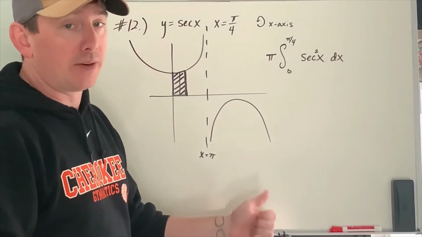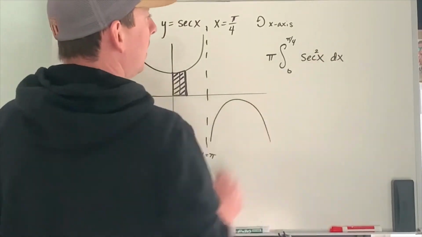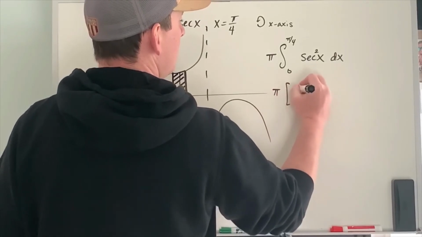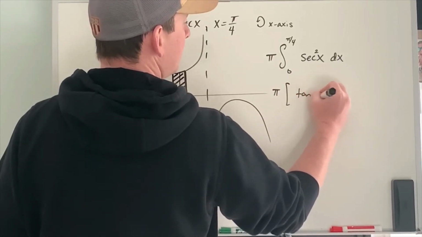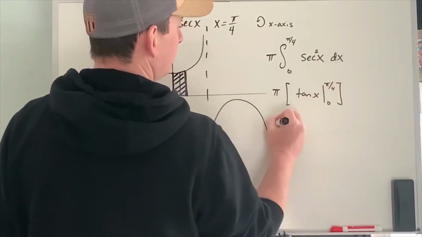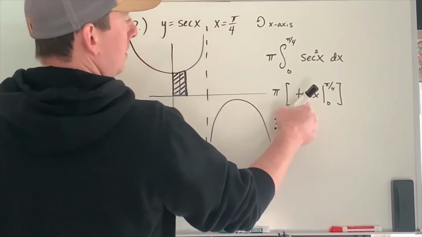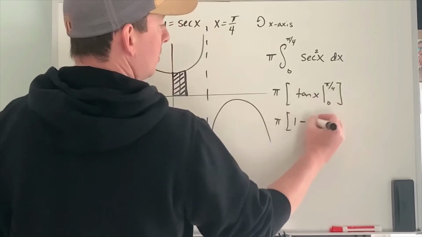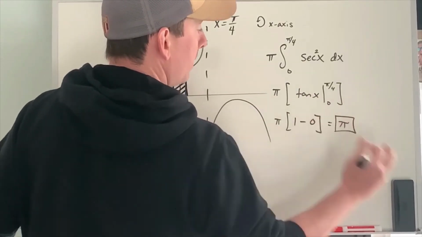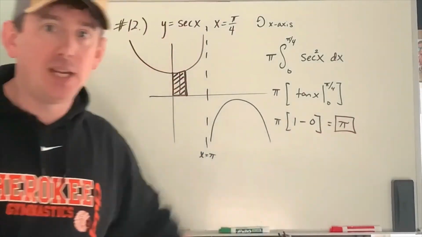That's really easy in the calculator, but you're not allowed to use it. So you've got to know how to integrate secant squared. And the integral of secant squared is tangent. Tangent of pi over 4 is 1. Tangent of 0 is 0. So there we go. Everybody's favorite number, pi.